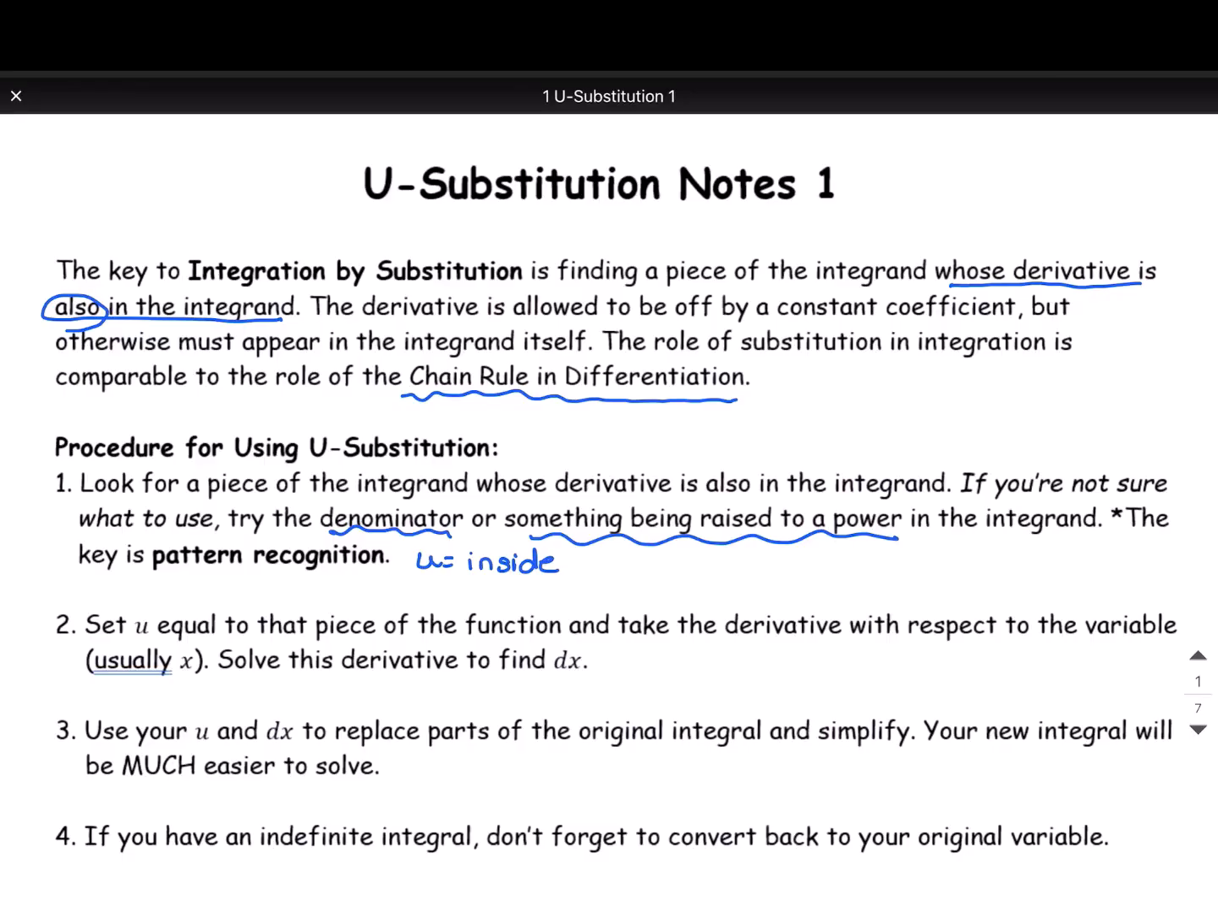You're also going to solve that du dx for dx, so that you can, in your integral, go back and replace your u and dx with what you have chosen and solved for. You're going to plug them into the integral, and you're going to simplify. And this new integral is going to be much simpler to solve, okay? If you have an indefinite integral, which means there's no upper and lower limits, you need to convert back from the u's to your original variable. So that's important to remember. If we have numbers, we're not going to convert back.